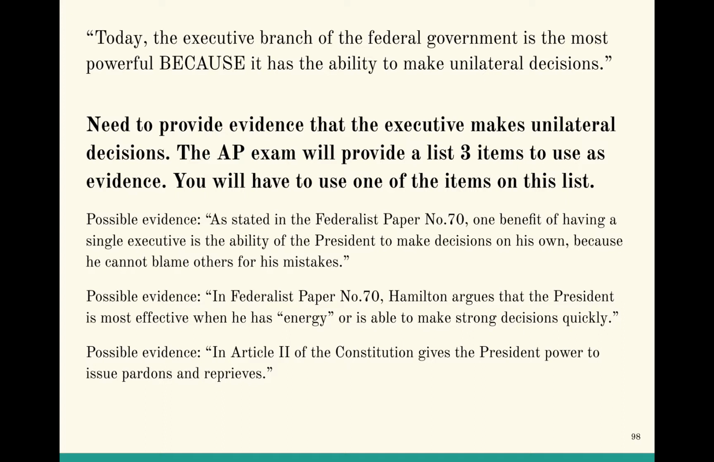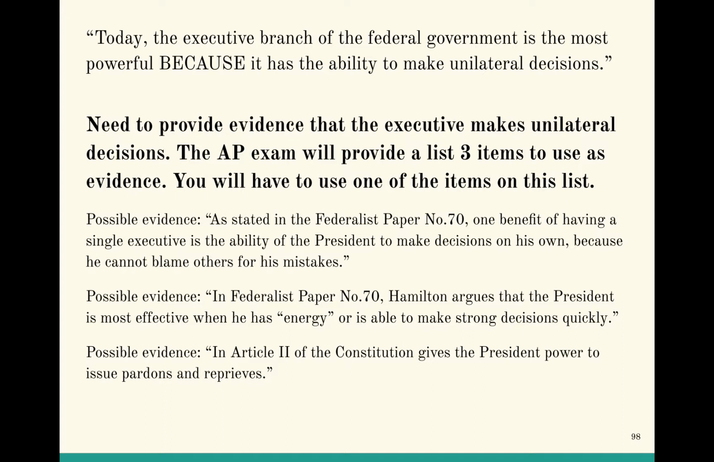So for these 3 possible pieces of evidence, I've chosen Federalist paper number 70, which talks about why they chose a single executive instead of a committee, and Article 2 of the Constitution, which sets up the executive branch of government. These are likely parts of your required readings that relate to the executive branch and could be possible ones that the AP test would list for a question similar to this. These are also things that you could use as evidence.